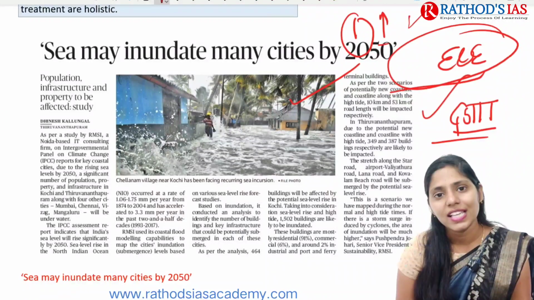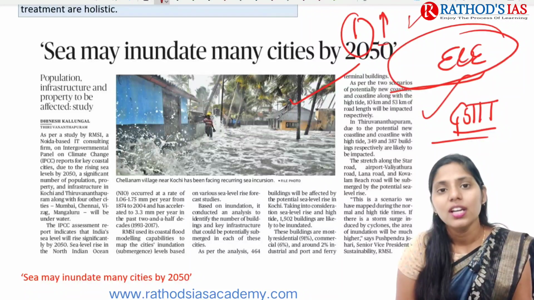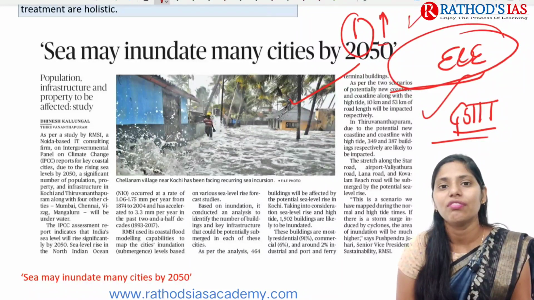The polar ice caps as well as the glaciers present in India will start melting at a very fast rate.